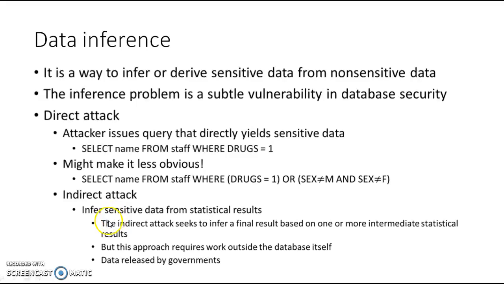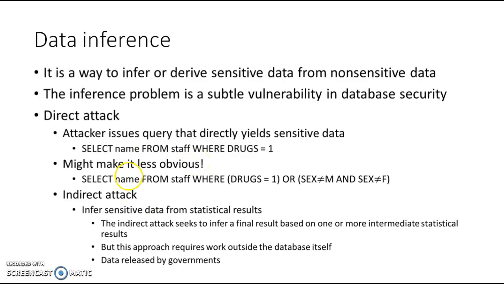In indirect attacks, it is the inference from known to unknown, sensitive data, from statistical results. Statistical results are involved, like finding the average, mean, mode, standard deviation, regression, and chi-square. Different statistical results you can apply, and then you can even forecast some important things. You can forecast the attacks as well. The indirect attack seeks to infer a final result based on one or more intermediate statistical results. Both approaches require work outside the database itself. Sometimes for direct and indirect, you need to take the information, analyze it, and then you can have some information about the sensitive data.